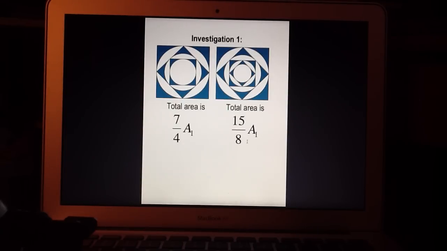This made me very curious because 7/4 is kind of close to 2, and 15/8 is suspiciously close to 2, so I got to wonder if I did this for long enough, would the actual shaded area ever reach an amount that was twice the size of Area 1.